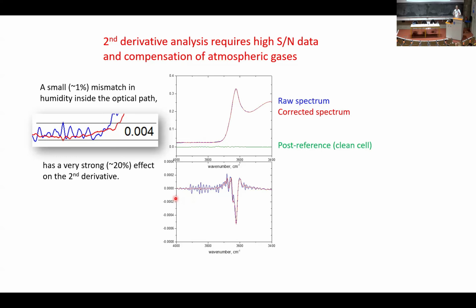So you'd better correct your spectra, and you do it the right way, the way I'm describing, by measuring a post-reference and interpolating. Don't rely on routines in your spectrometer software that look like atmospheric gas correction or so. They're just chopping the part, but you cannot get derivatives after the operation. So you have to do it properly. Okay.